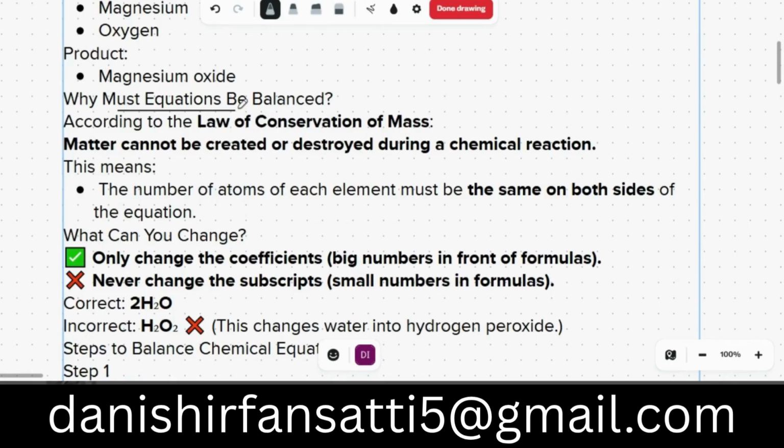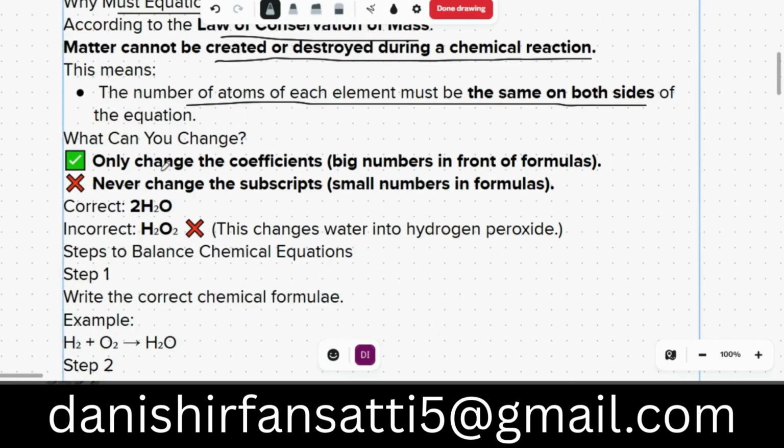Why do we need the equation to be balanced? According to the law of conservation of mass, matter cannot be created or destroyed during a chemical reaction. This means that the number of atoms of each element must be the same on both sides of the equation. You can only change the coefficients, the big numbers in front of the formula. Never change the subscripts. You cannot write H2O as H2O2. That will not be water, that will be hydrogen peroxide.